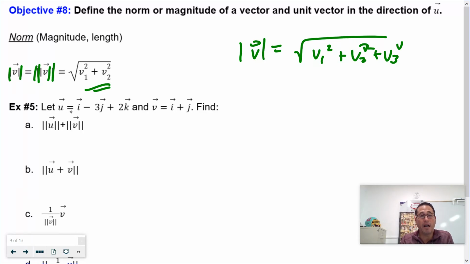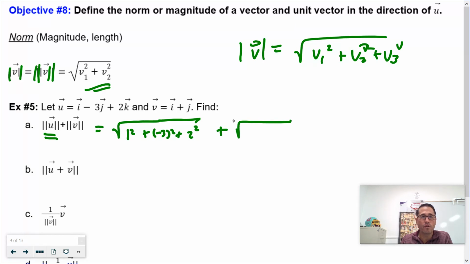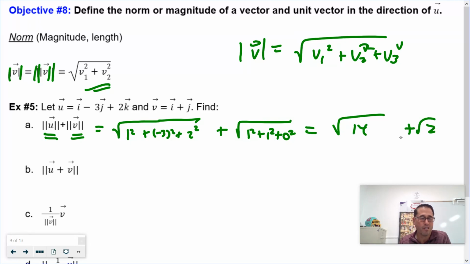We have u as i minus 3j plus 3k, standard form with our unit vectors, and v is i plus j, so that means k would be 0. So simply, we're going to take the magnitude of u. The magnitude of u would simply be 1 squared plus negative 3 squared plus 2 squared. And we're going to add that to the magnitude of v, which would simply be 1 squared plus 1 squared plus 0 squared. If we do all of that correctly, we get the square root of what would that be? That'd be the square root of 14 plus the square root of 2. That's it. That's all you do for that.